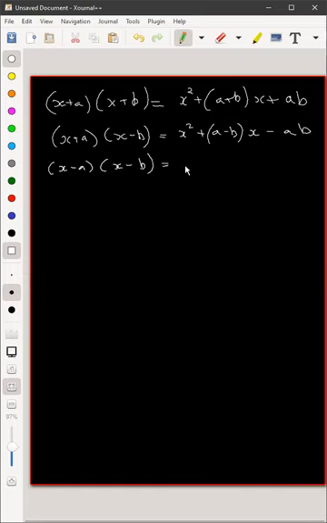X minus A into X minus B. X square minus brackets A plus X, A plus B multiplied by X, minus AB plus AB plus AB. Plus AB, correct. Paki?